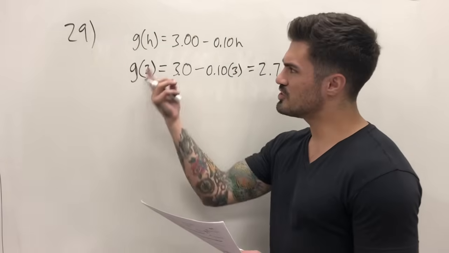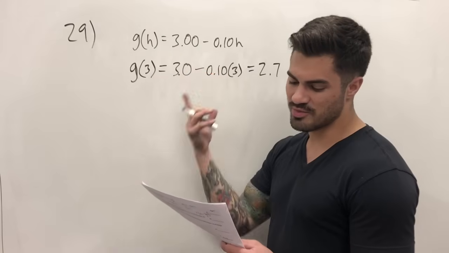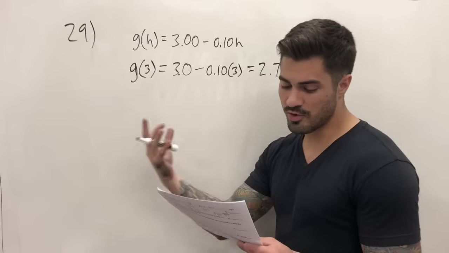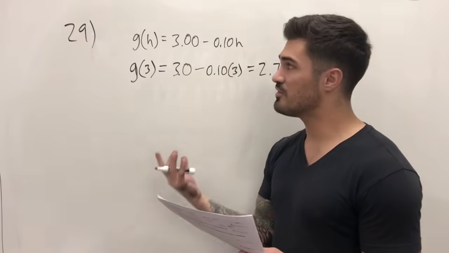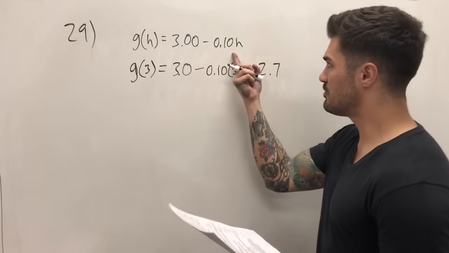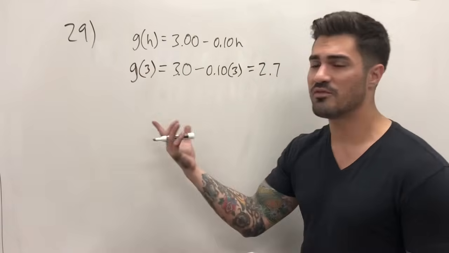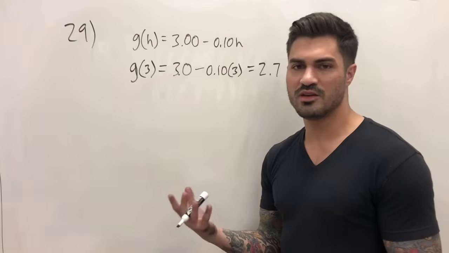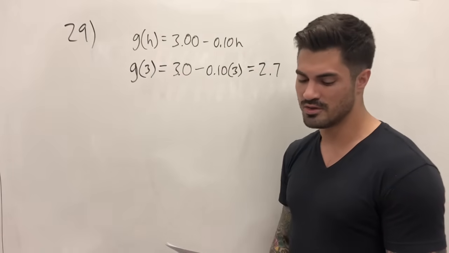So it really just wants you to understand how a function works, and it says interpret its meaning. So this is a function g of h. Our input represents the number of hours per week spent watching reality shows, and the output represents the GPA. So on average, people who watch 3 hours of reality TV have a GPA of 2.7. That's what I would probably say for the interpreting its meaning part.